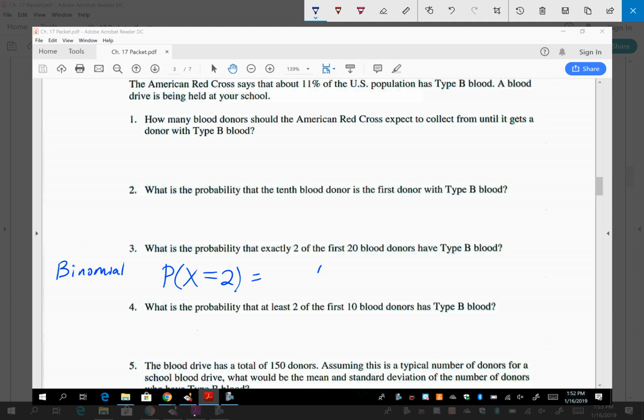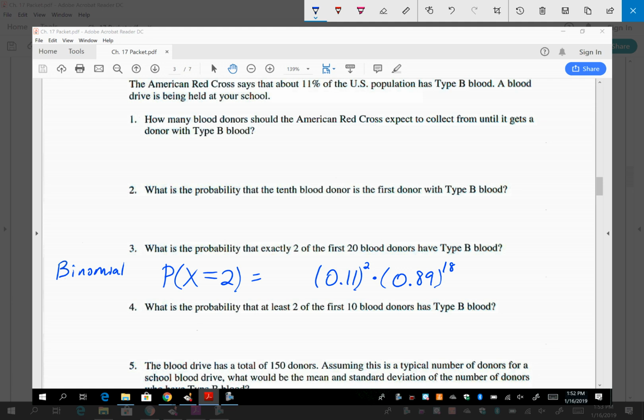So I'm going to write 0.11. How many donors are type B blood? 2. So squared times my probability of failure, that's 0.89. How many of these people are not type B? 18. All right. Now, here's where it gets that extra step to get the right answer. The reason it's not just this is because if you calculated this, the probability would be for the answer of what is the likelihood that the first 2 out of 20 are type B donors. Does it say the first 2? No, it just says 2.